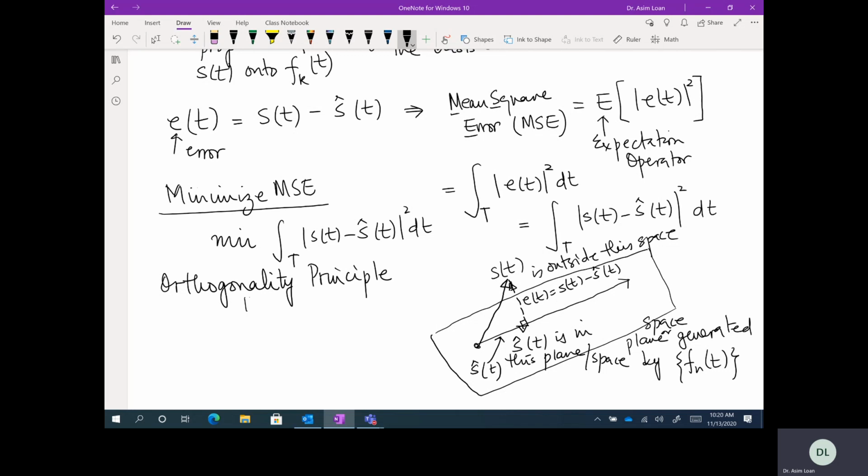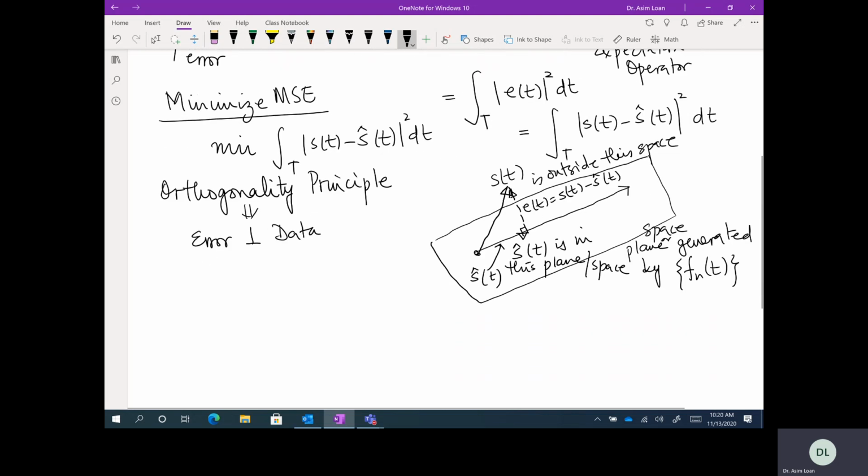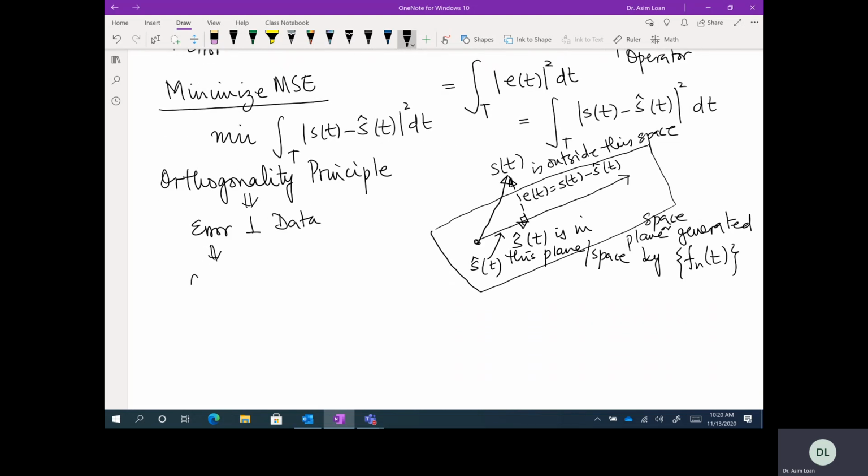So orthogonality principle means error is orthogonal to data. This is the symbol for orthogonal. So error is orthogonal to data, which simply means your error e of t is orthogonal to data. And obviously s hat of t is generated by f n of t. So whether we write s hat of t or f n of t, it's one and the same thing.